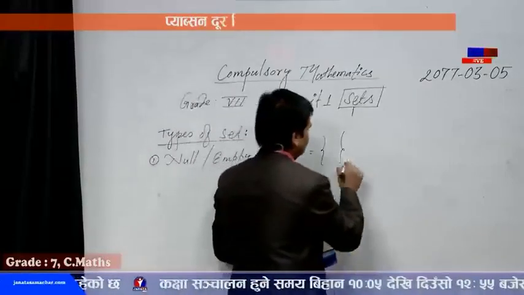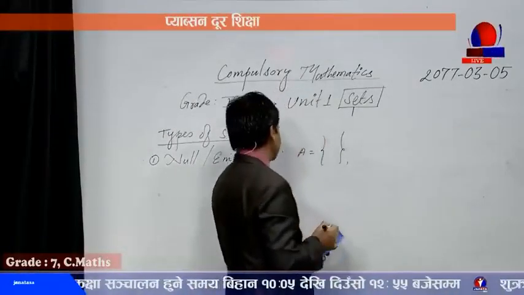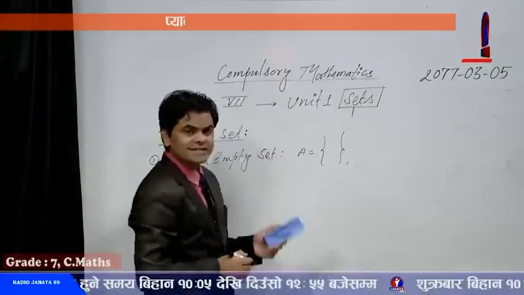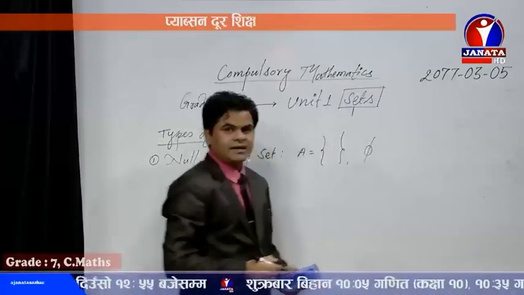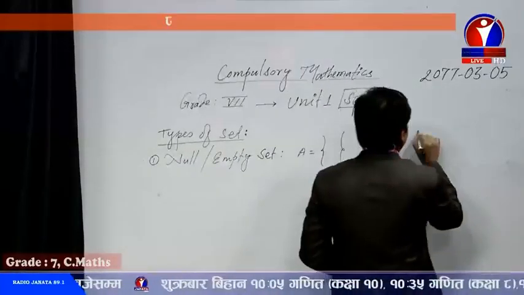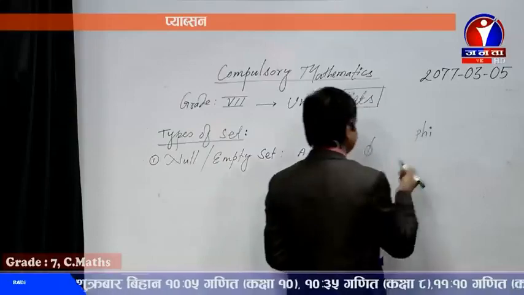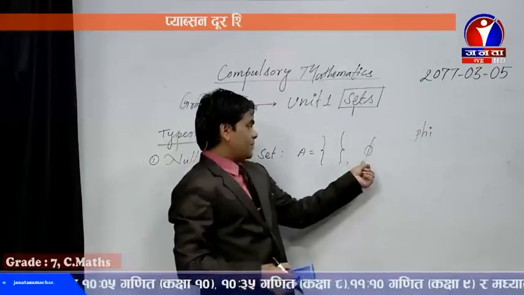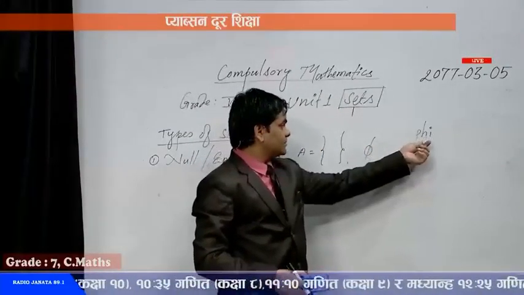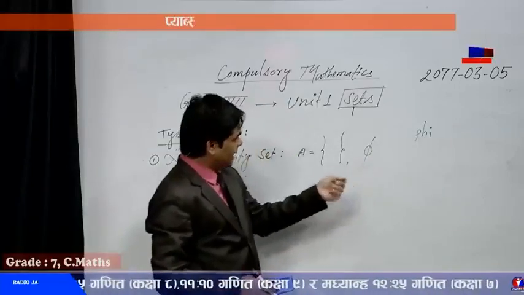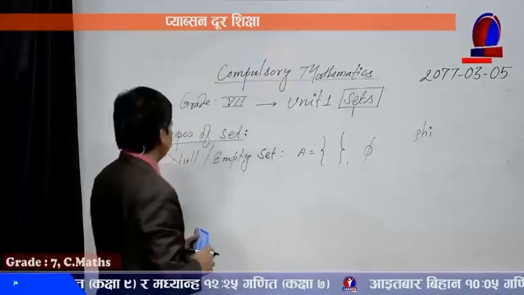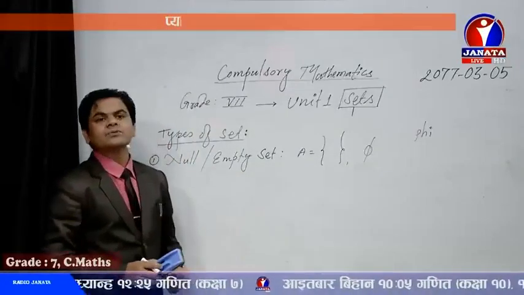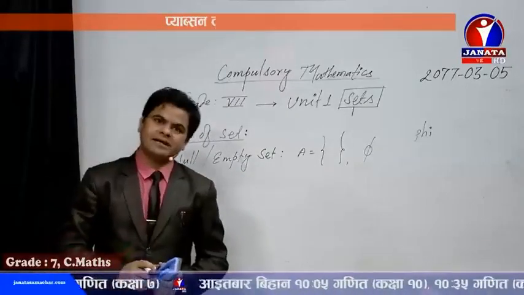Now there is another way to represent symbolically the null set or empty set, that is the phi sign. It is known as phi, dear students. While pronouncing, we need to say phi, but while writing, we need to write it in this way. So null set or empty set refers to that set where there are no elements.